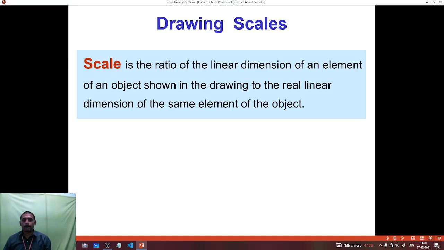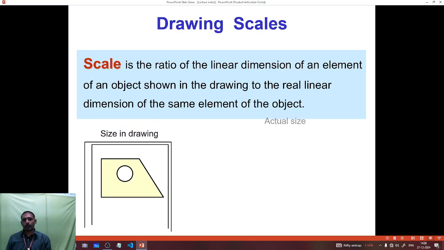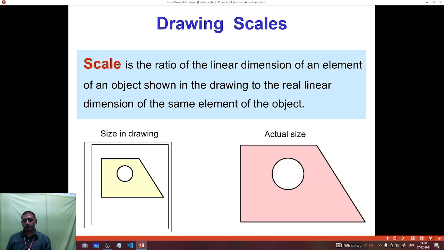So next is the main thing, drawing scale. The scale is the ratio of the linear dimensions of the element, whether it is a circle, square, whatever it is, and the object should be drawn to the real linear dimensions of the same element of the object. The linear dimension represents the length and the size of the shape. On the image, the left side is the drawing sheet, and the right side is the actual size.